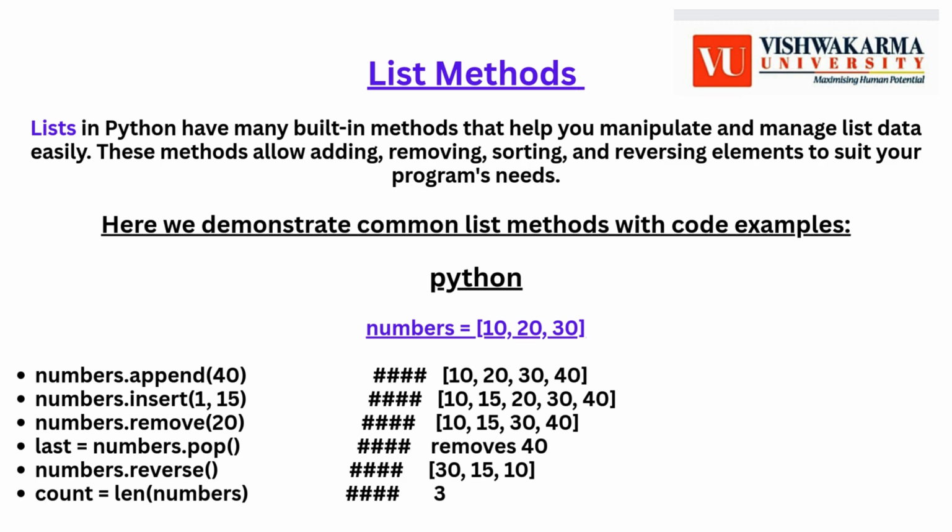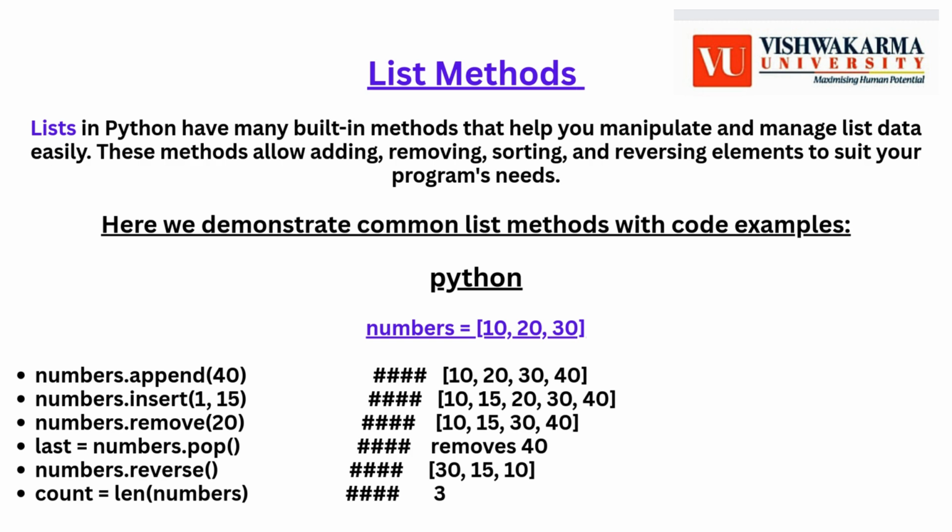And the next is numbers.pop. It removes 40, because usually the pop method is used to remove the last number. So we have removed the number 40 from the list.